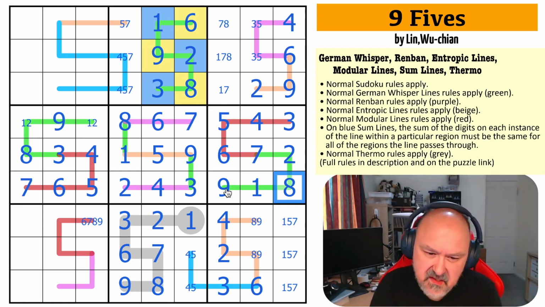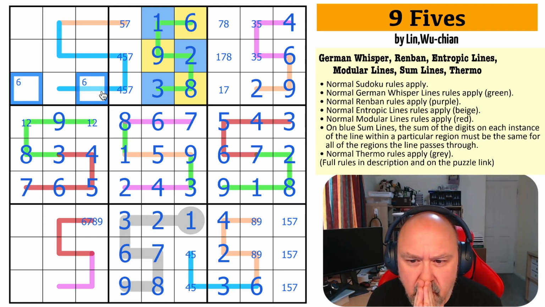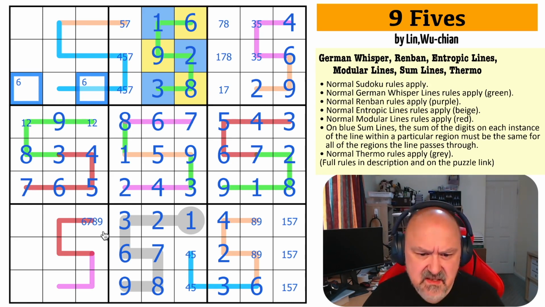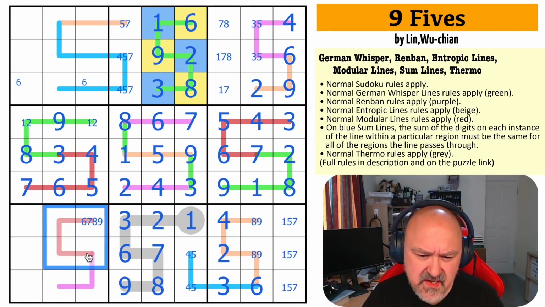Wow, this is tricky. I mean, the deductions are cool, but I'm not sure how to make them. There's a 6 in one of those two. 1, 2, 3, 4, 5, 6, 7, 8, 9. Right. Eight is on this line because of Sudoku. It can't go in any of those. So 8 is on here.